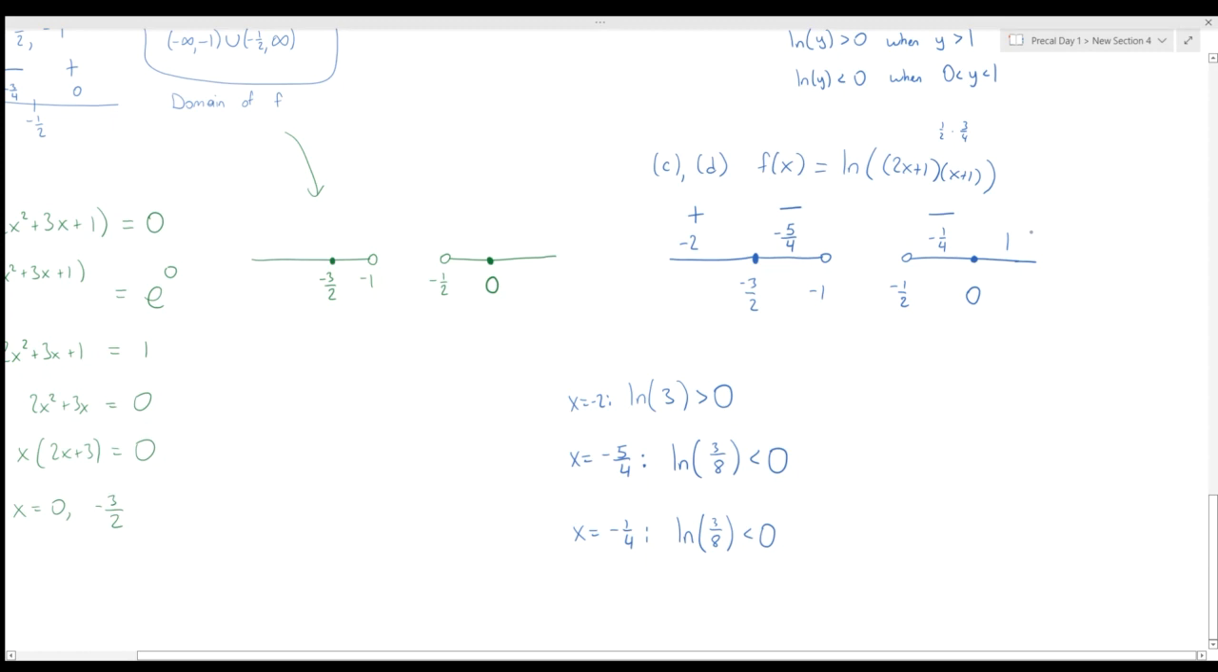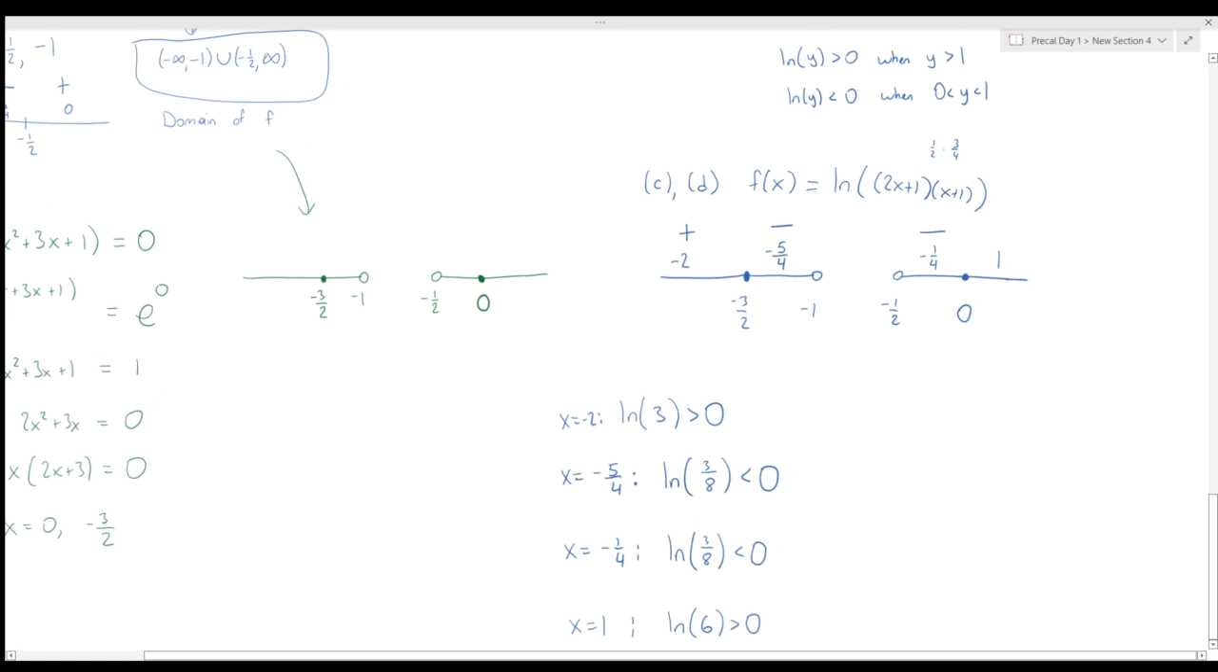And then we'll plug in x = 1 as the final test point. If x is 1, you're just going to get natural log of 3 times 2 is 6. And that's going to be positive because 6 is larger than 1. So natural log of 6 should be positive, okay?